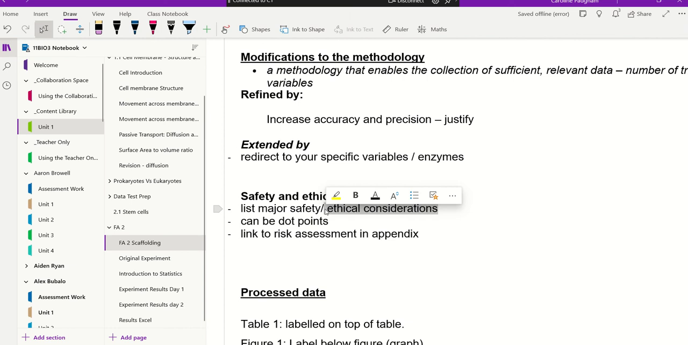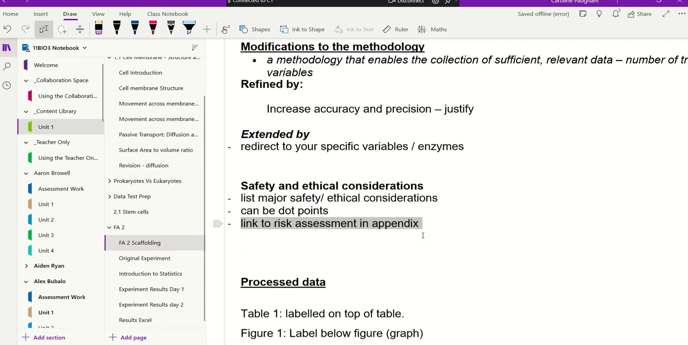wastes. Alright, so you can say there was minimal ethical considerations, however, careful disposal of harmful chemicals, you know, the lab techs helped us out with that. Yeah, something like that. Link to your risk assess in the appendix. If we have enough time this lesson, I'll show you how to do a risk assess. If we don't, you can use mine and I will catch up next time.